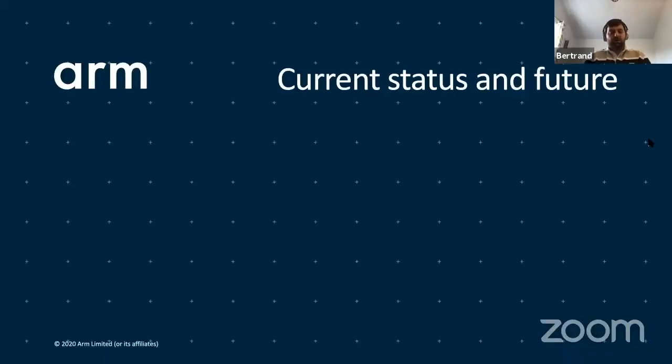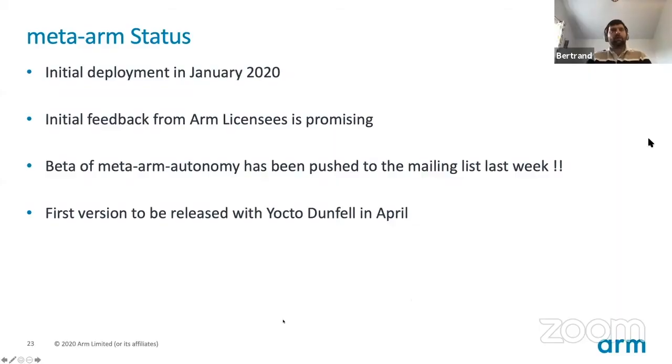So let's conclude today's presentation by giving you a status and what you can expect from MetaArm in the future. First, MetaArm was deployed in January 2020 in the Git Yocto project, and the first feedback we had is very promising. First beta of MetaArm autonomy has been pushed to the MetaArm mailing list last week and should be merged shortly. We will release our first stable version with Yocto Dunfell in April.